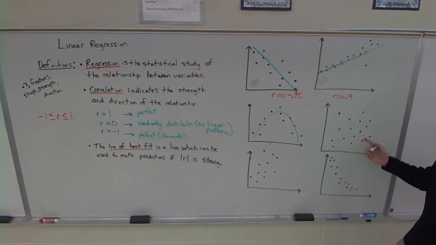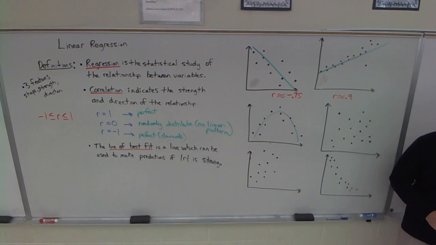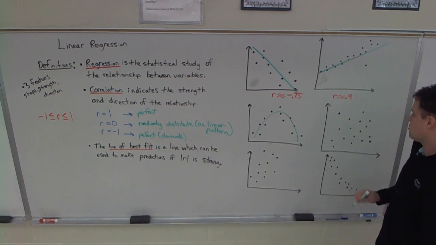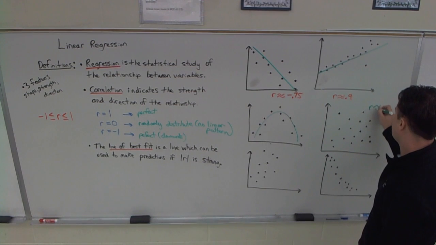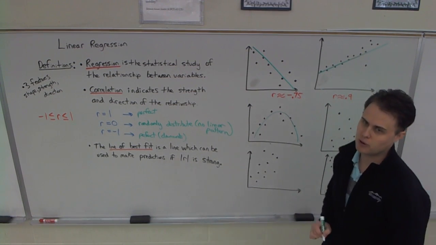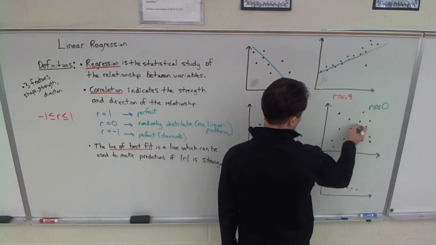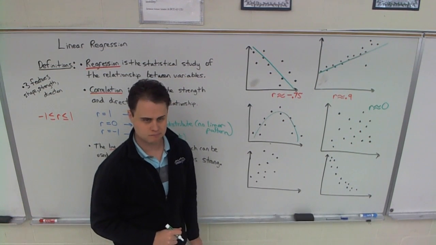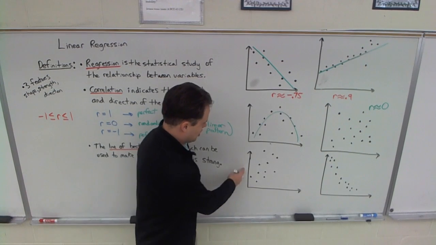What do you guys think about this 4th scatter plot? Pretty random. I don't think this one has any particular shape. I think its r value would be approximately 0. Maybe it'd be positive a little bit or something, but it's mostly random. What about this guy?